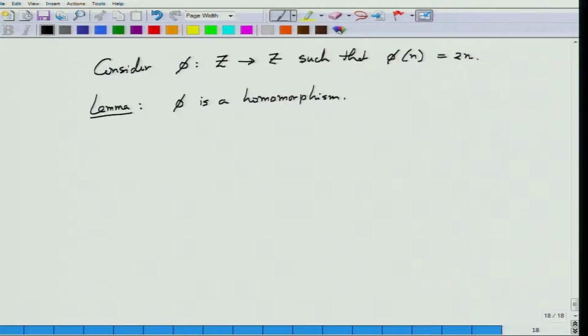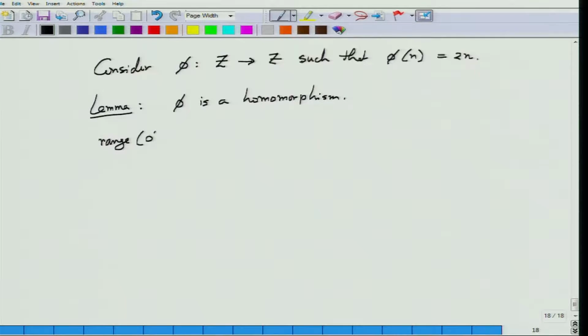It's trivial to see, yes. The addition of two numbers is mapped to 2 times the addition of those two numbers, which is just 2 times one number plus 2 times the other number. The range of phi is all even numbers. Right? And that's a subgroup of Z. What does it leave out? Phi leaves out all odd numbers.